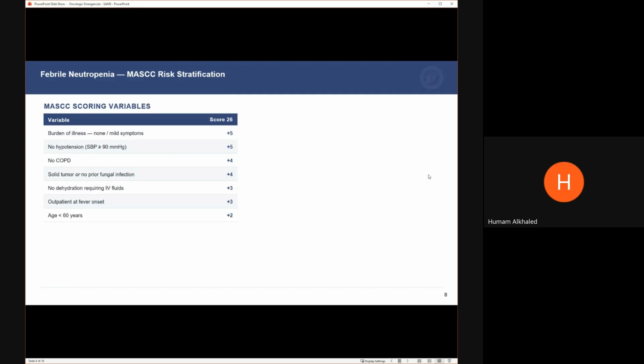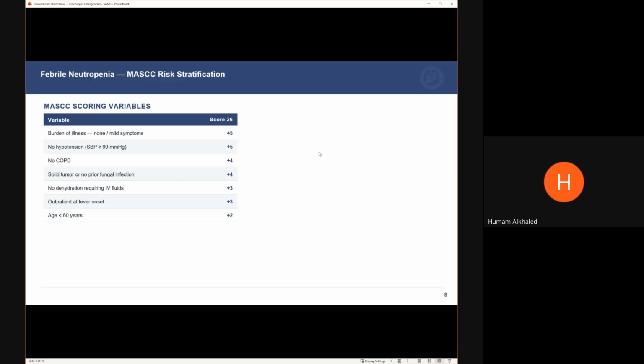At time of presentation, do they have mild or no illness? That gives them 5 points. No low blood pressure, that gives them 5 points. No COPD, that gives them 4 points. Do they have a solid tumor or no prior fungal infection, that gives them 4 points. No dehydration, 3 points. Was an outpatient when fever started, that gives them 3 points. Age under 60, that gives them 2 points. And the maximum score is a total of 26.